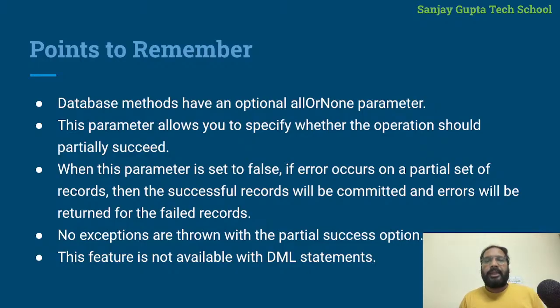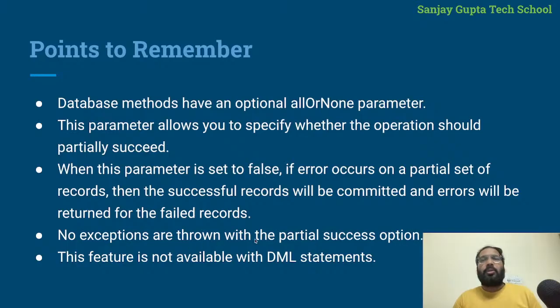Now your requirement is, if one record is failing, you want all other 3 records to be successful. In that case, you can just use the database class. If the parameter is set to false and an error occurs on a partial set of records, then the successful records will be committed and errors will be returned for the failed records. This is very important. That's why we go with the database class methods.